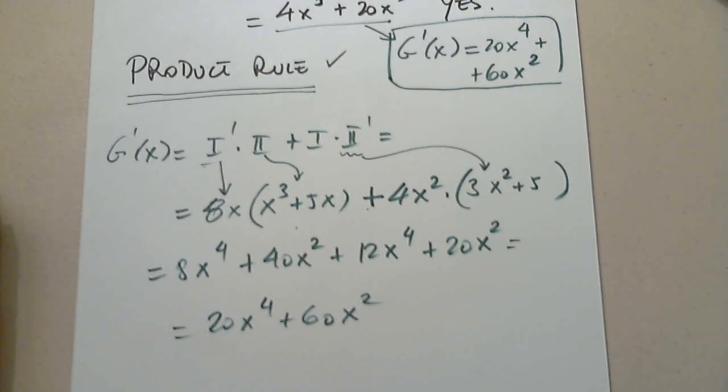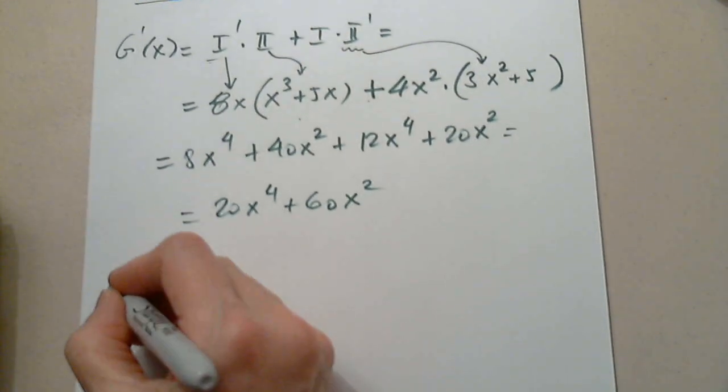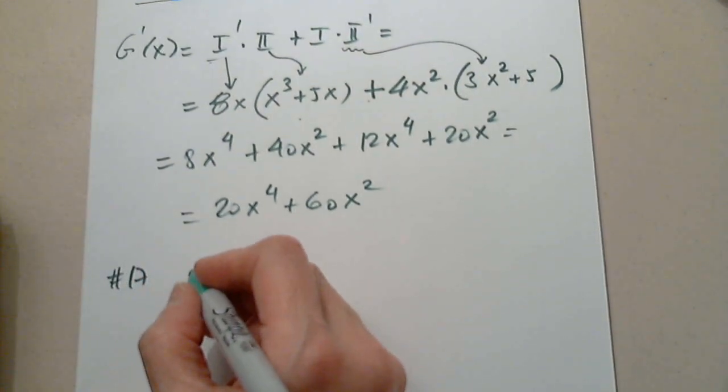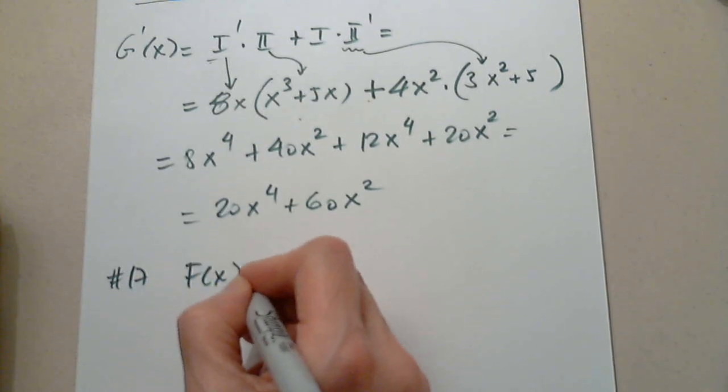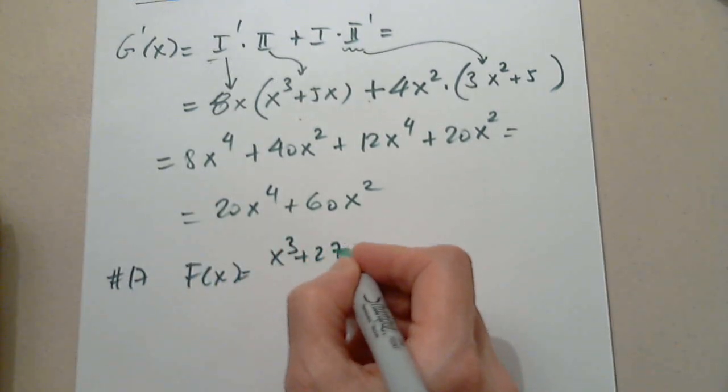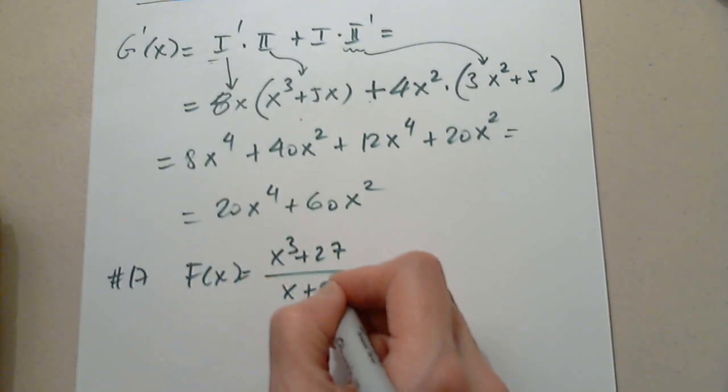I would like us to choose a quotient and then come back to more sophisticated problems. So can anyone choose a problem from the quotient ones? If not, I will. I'll choose 17. And that is f of x equals (x to the third plus 27) divided by (x plus 3).